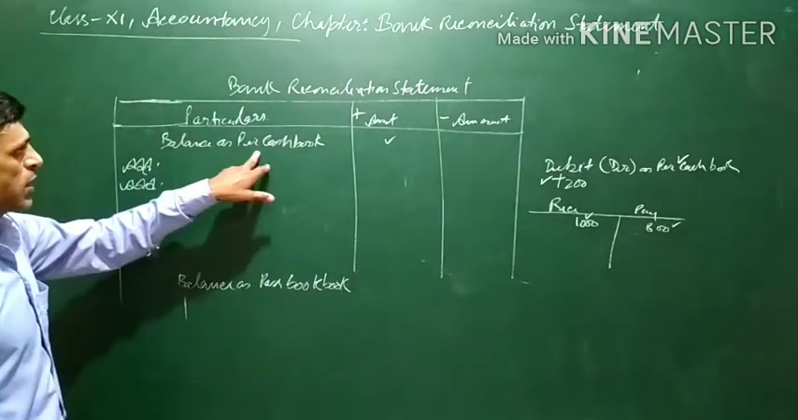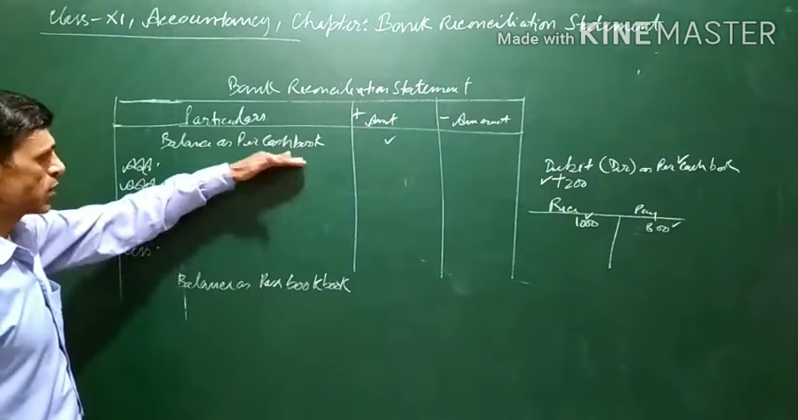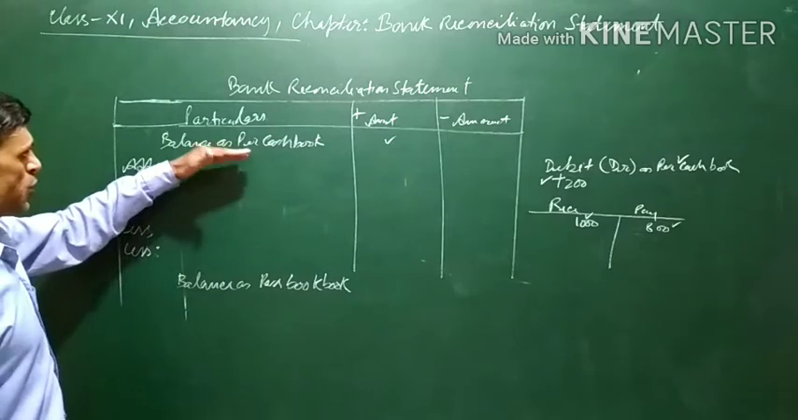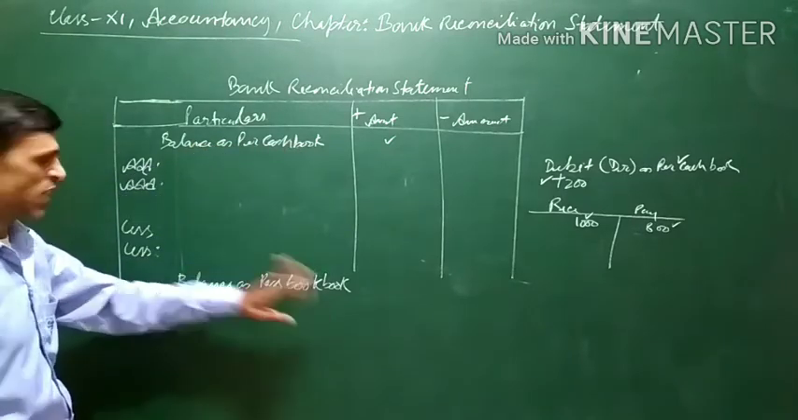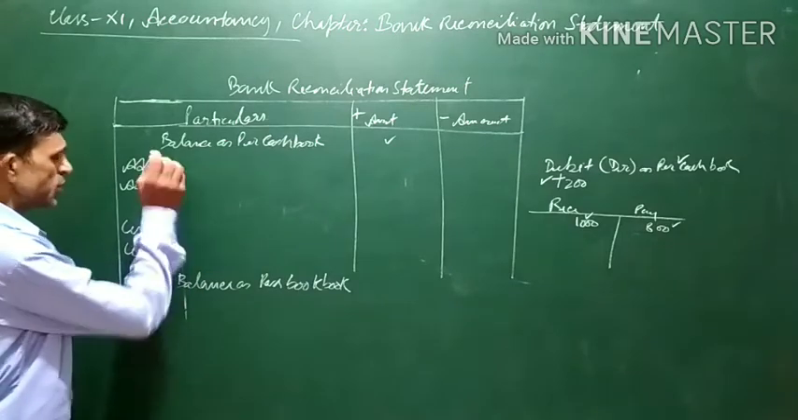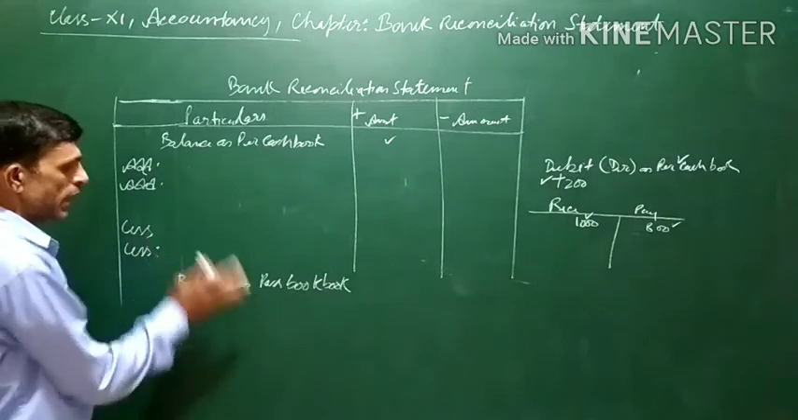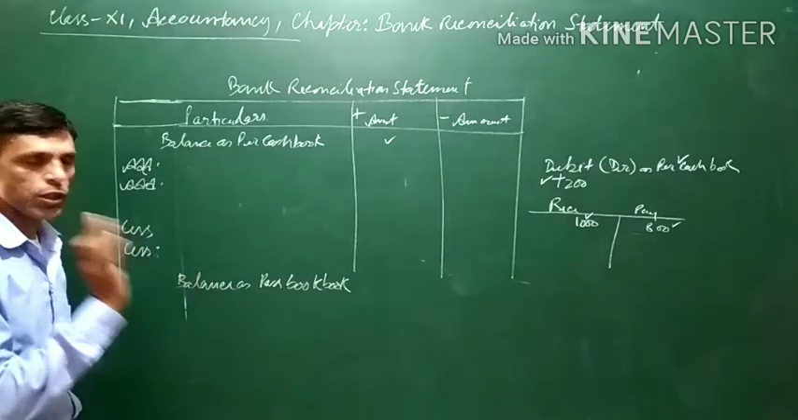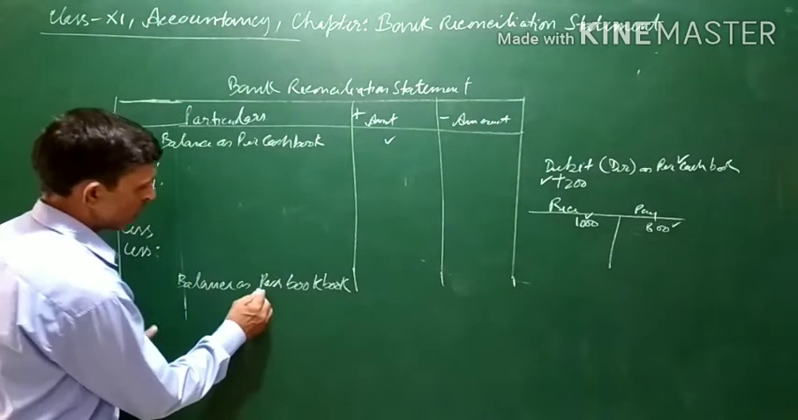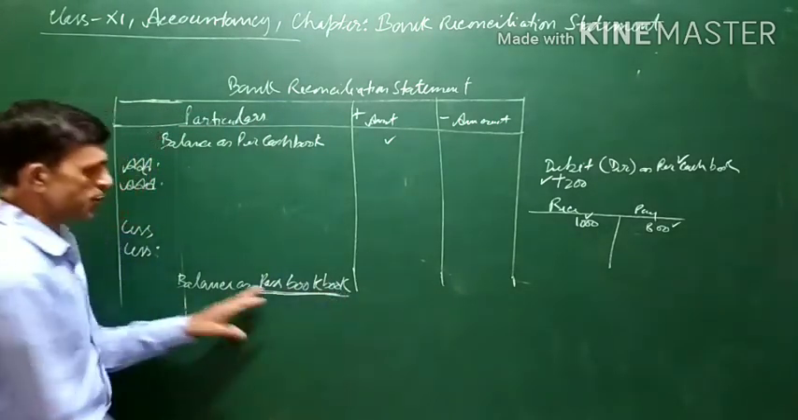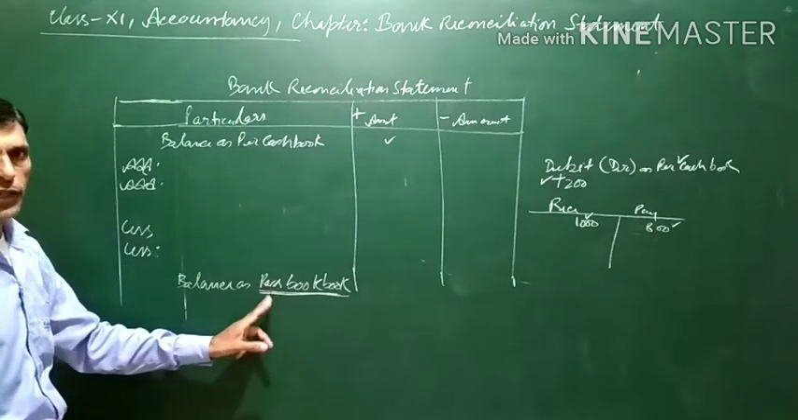If we start with the balance as per cash book, we will end with the balance as per passbook. This is the rule. If we start with the balance as per passbook, we will end with the balance as per cash book. Now, the various things which are to be added. What is to be kept in mind is what is to be added and what is to be deducted. Just keep in mind one thing: the balance we have to find out is the balance as per passbook here. Balance as per cash book is given, so we have to find out the balance as per passbook.